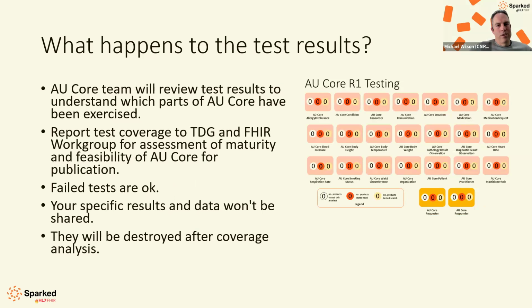What happens to your test results? The Spark team is going to be looking at this to understand which parts of AU Core have been exercised. Like I said, we're going to be doing a report of test coverage that goes to the technical design group, and also goes to the FHIR work group for assessment of the maturity and feasibility of AU Core for publication. That's why it's really important that we get these test results, so that we can provide that information to the working groups to say that it has been tested in this way.